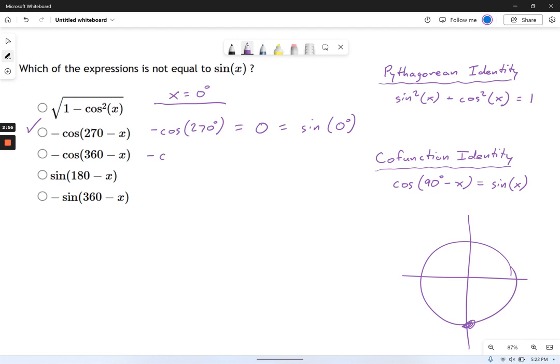Let's try this next one. Negative cosine of 360 degrees minus 0, because that's what we're saying x is, remember? We're just doing a test here, x equals 0. So what's cosine of 360 degrees? Well, cosine 360 is over here. So the cosine of 360 is 1. That means this is going to be negative 1. Okay? Now that is not equal to sine of 0 degrees.